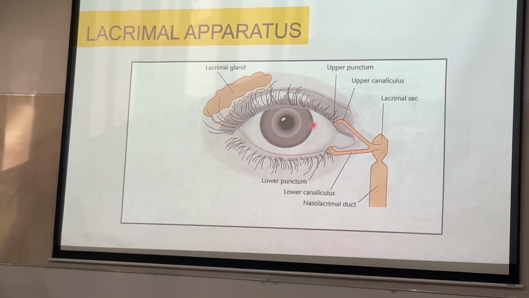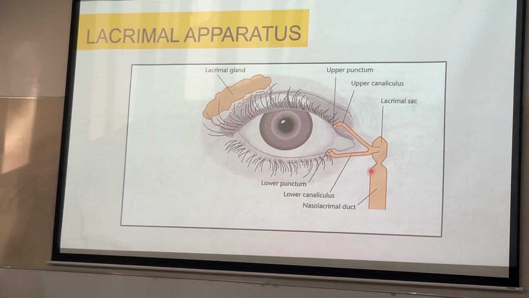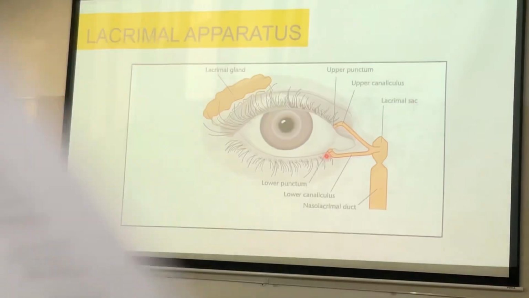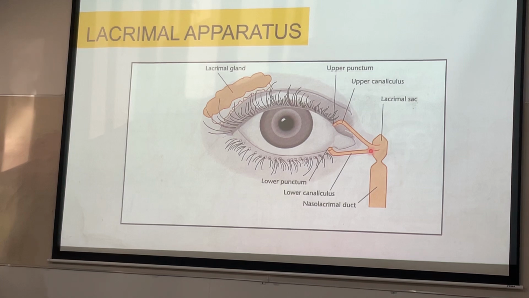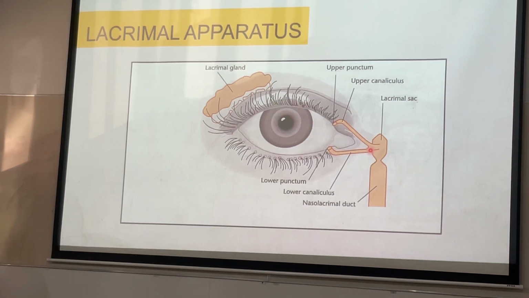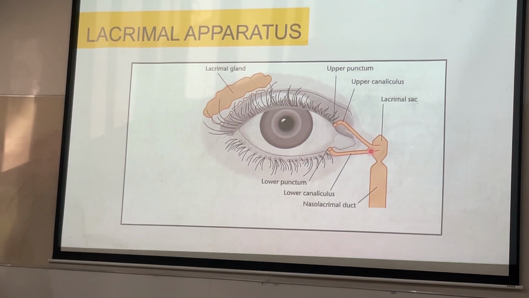So if this is your eye, if you remember, the roof on the lateral part contains your lacrimal gland, and then the medial wall contains your lacrimal sac. So when the lacrimal gland produces tears, it pools in the eye, and then it drains into the upper and lower punctum, drains into the sac, and then into your nasolacrimal duct. So sometimes when you cry, you notice that you will also have a runny nose. So it's basically connected.